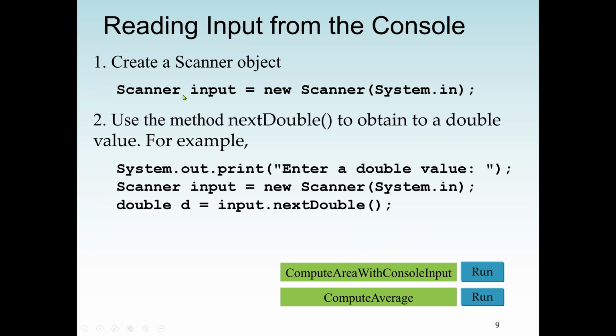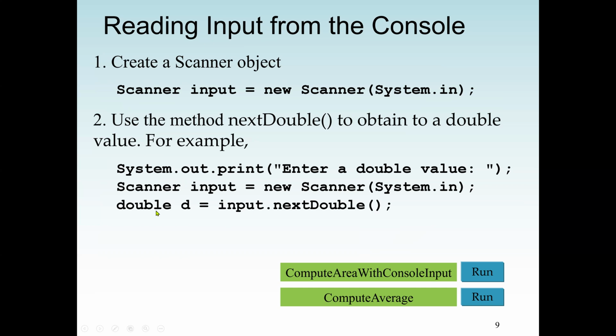Then after that, it depends on the data type, what kind of data we want to enter. If it's a double, then we're going to use the nextDouble method. If it's int, we are going to use the nextInt method. So an example given here, as always, it's good also to ask the user for an instruction. So here we have System.out.print. We tell the user enter a double value. Then we create our Scanner object. Then we use the input.nextDouble.